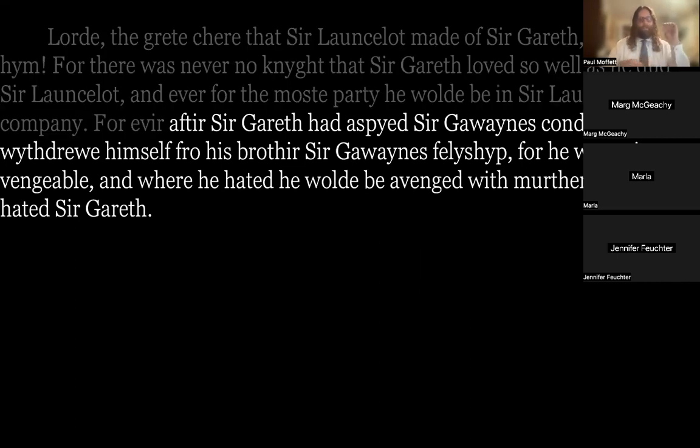Gareth, by hiding his identity, by arranging things so that he isn't recognized by Sir Gawain, is able to see Sir Gawain and recognize him. He espies his conditions. He knows how Gawain acts now. So Gareth recognizes Sir Gawain in a way that Gawain never recognized Sir Gareth.